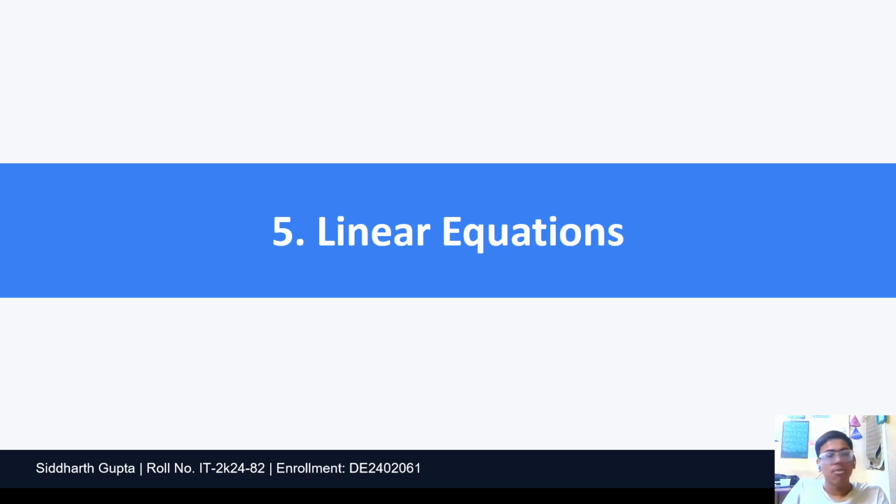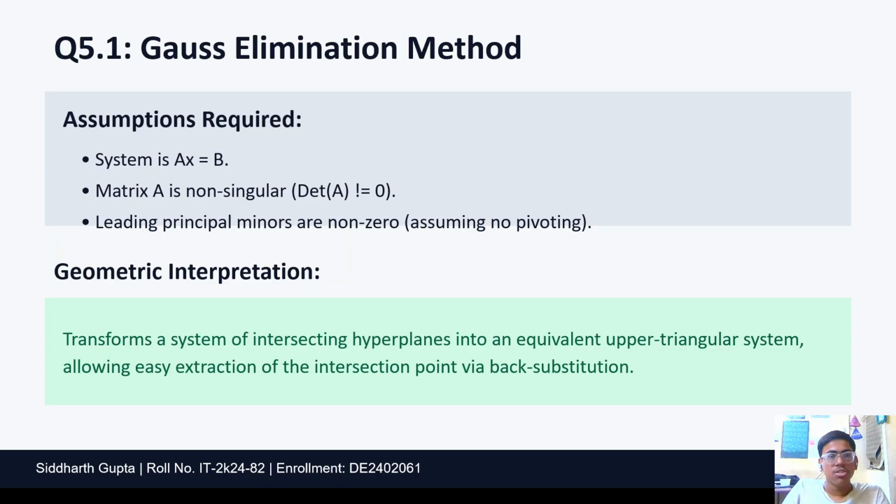Question number 5 is writing the algorithm for linear equations: Gauss elimination, Gauss Jordan, Jacobi, and Gauss-Seidel. So the algorithm for Gauss elimination includes, first, the assumption that the system is Ax is equal to B, and the matrix is non-singular, that is, determinant of A is not equal to 0, and leading principal minors are non-zero. We are assuming here there is no pivoting. The geometrical interpretation is that a system of intersecting hyperplanes is converted into an equivalent upper triangular system, allowing easy extraction of the intersection point via back substitution.